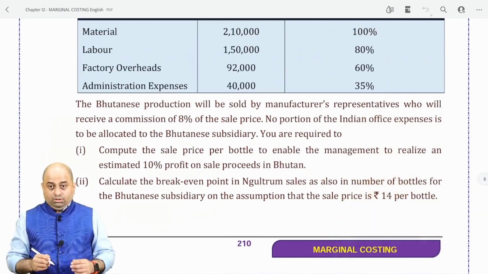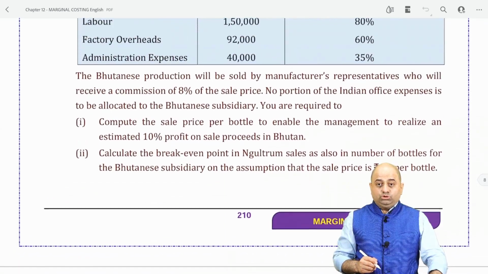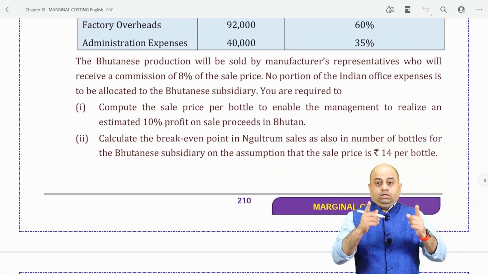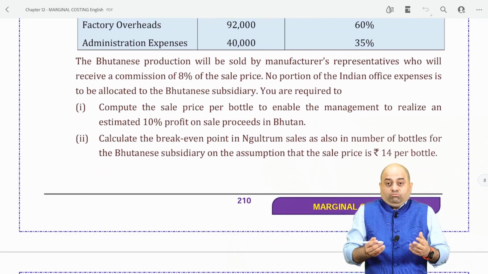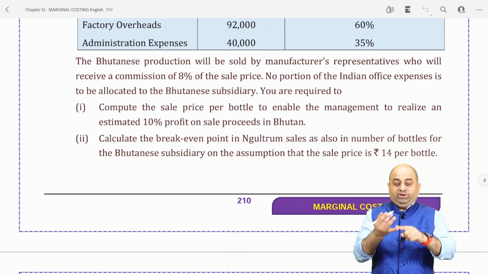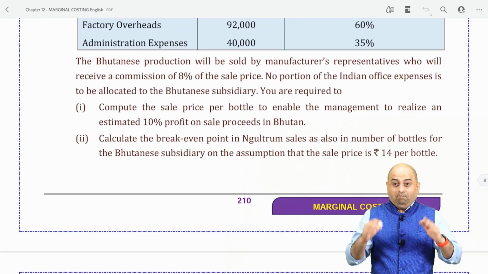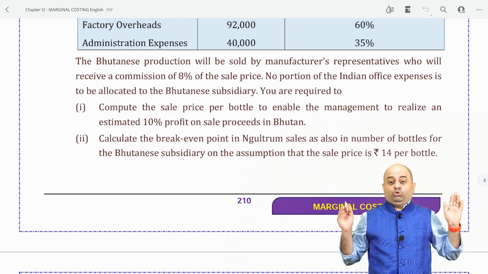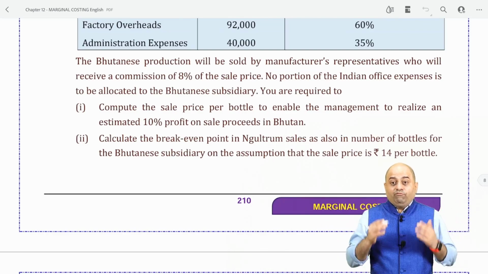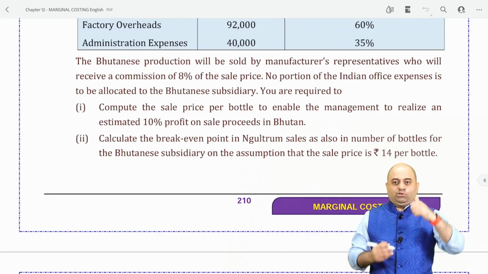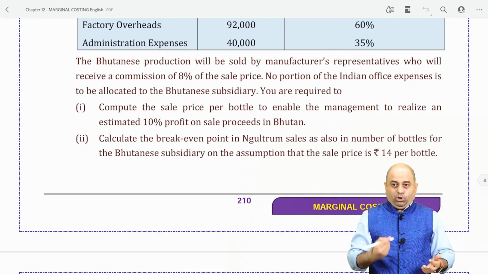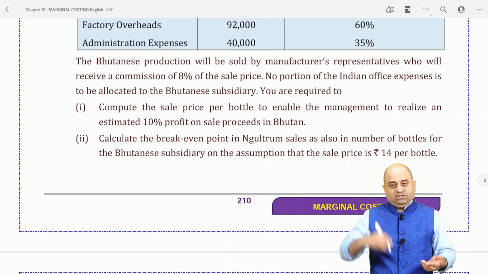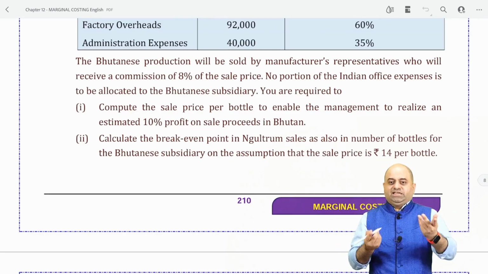Selling price is changing. Selling price is 14 per bottle, as you can see. So what do we do? They have asked you to find out break-even point in value, that is in rupees, and in units. There cannot be one best way in this chapter, there are multiple ways. My best way: I will find out contribution per unit from somewhere. Fixed cost in total is bound to remain the same, what I calculated in part 1. So if I do fixed cost upon contribution per unit, I'll get break-even point in units. I'll multiply that with 14, I'll get break-even sales in rupees.